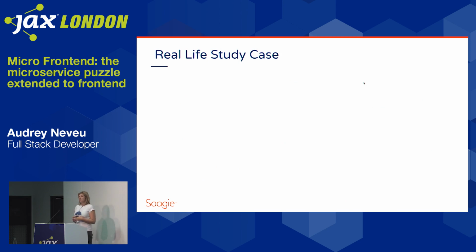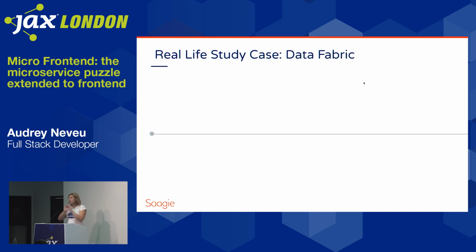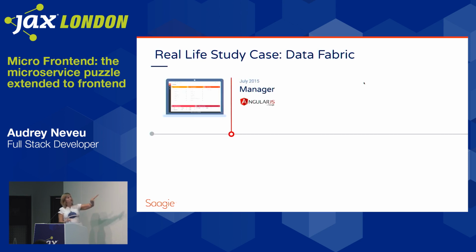So now that we've seen the theory, this bright, beautiful world where everything's going fine, let's move to a real-life case study, the data fabric. So data fabric is the name of Saagie's product, and it all started with the manager. The manager is a kind of orchestrator for data scientists and data engineers, where they can upload, run, and pipeline their data extraction and data processing jobs with all the tools they are used to having. It was released in July 2015, so kind of logically, it was written in AngularJS.